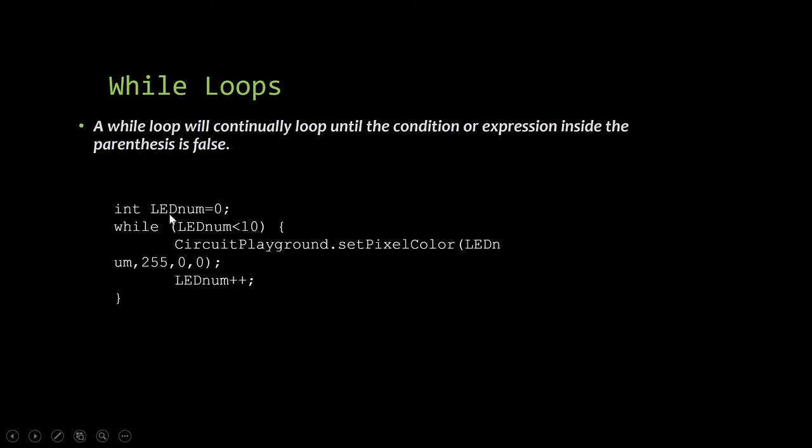So if we look here, we're starting out with LED num equals 0. And we say while LED num is less than 10, notice this is the initialization here. This is the condition we're checking. Then we say CircuitPlayground.setPixelColor, LED num, comma 255, comma 0, comma 0. Then we have to increment our variable, LED num plus plus. This is identical to our for loop that we just looked at. Notice though we have separate lines of code for each of those, the initialization, the condition, and the increment, whereas the for loop has all of this in one line.